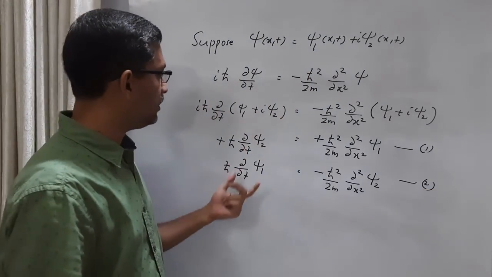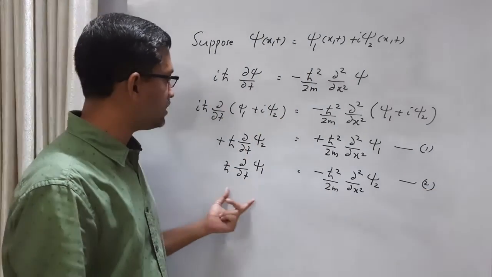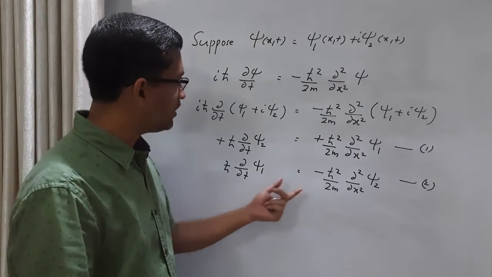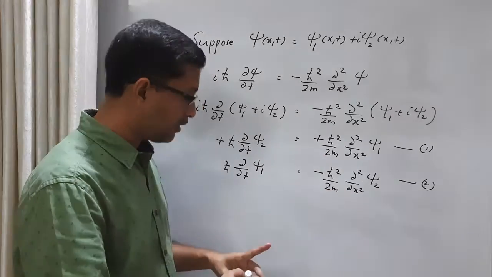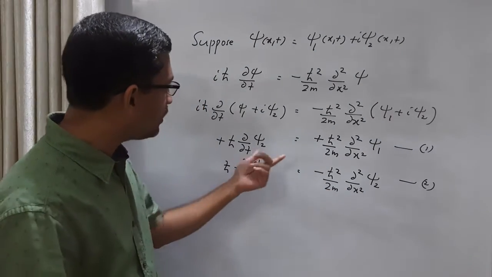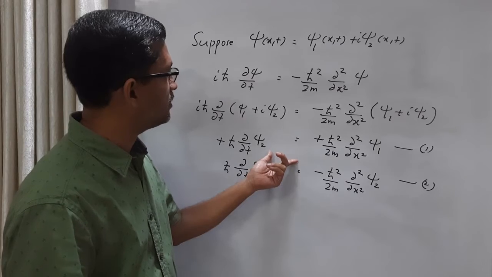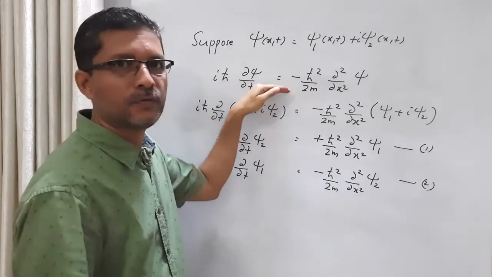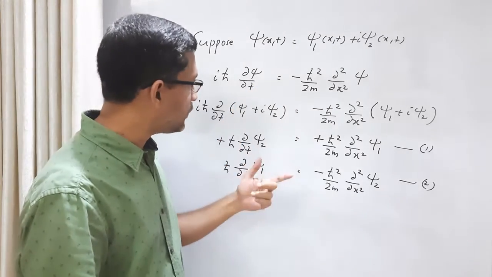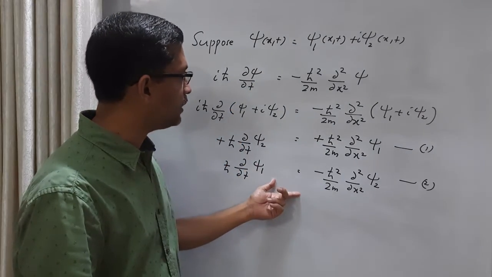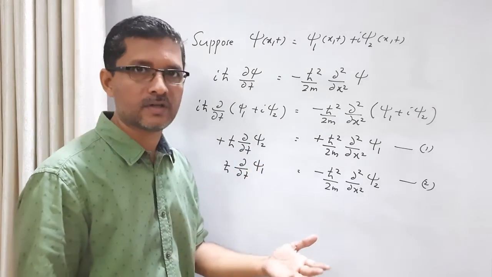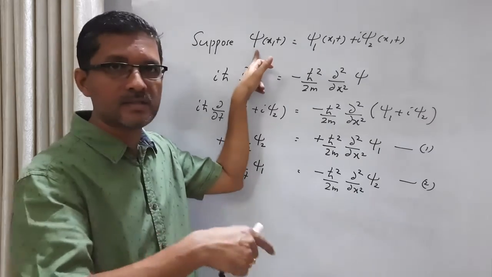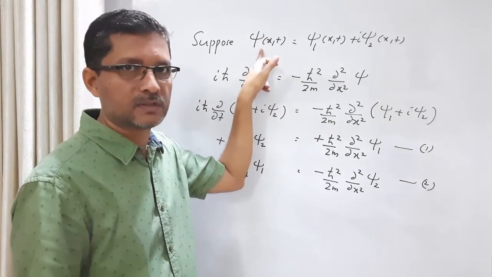When we equate the imaginary terms on both sides, we get this: ħ ∂/∂t ψ1 is minus ħ²/2m ∂²/∂x² ψ2. So these two equations are equivalent to the free particle Schrodinger equation. The difference is that now we have written down the equations in terms of only the real functions, the real parts involved inside this complex function.